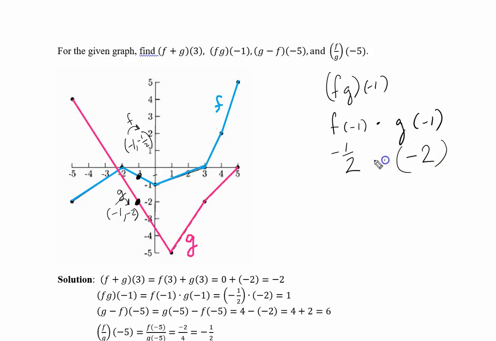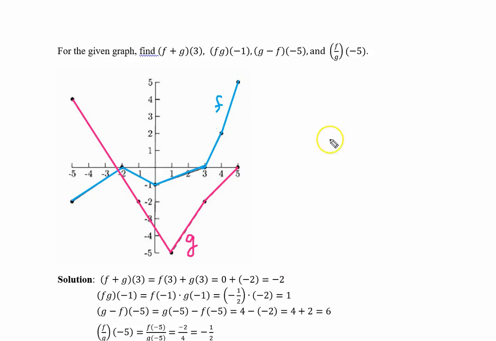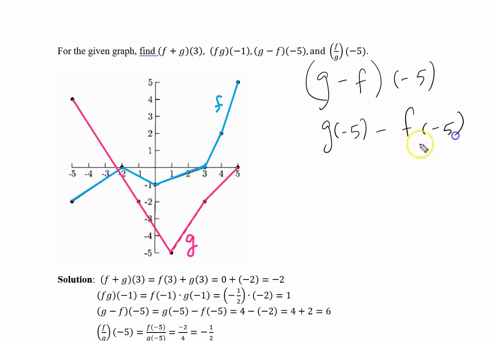And so now what I have to do is take those two numbers and multiply them together. The negative signs cancel, and 1/2 times 2 is 1. And the answer is going to be 1, which matches what we have down here. So I'm going to clear that screen. What is g minus f evaluated at -5? Well, it's g evaluated at -5 minus f evaluated at -5.